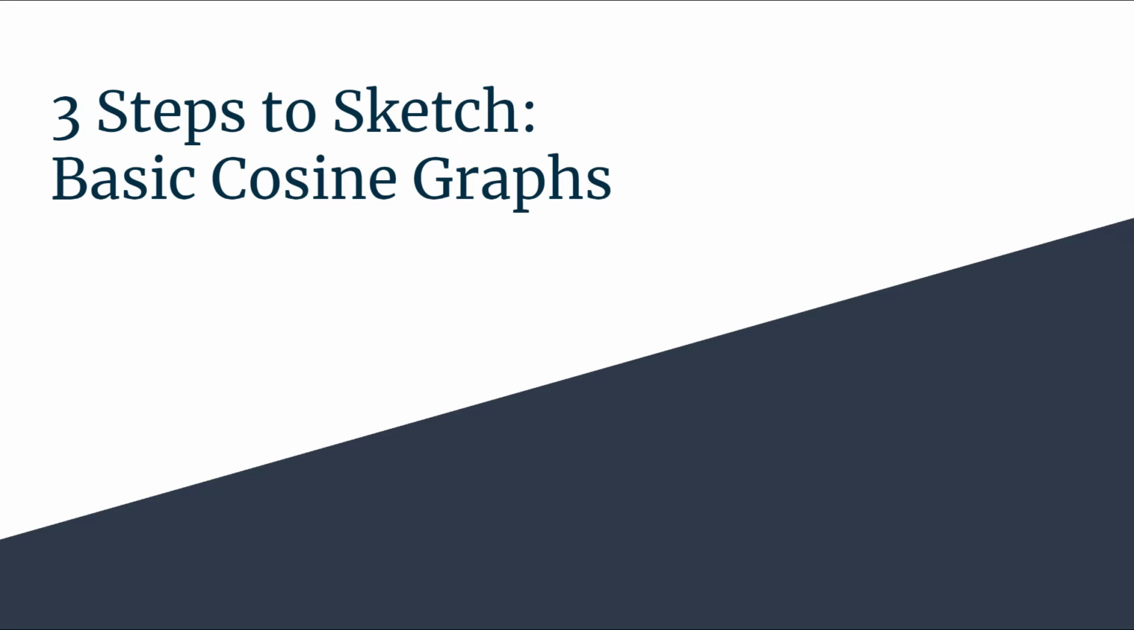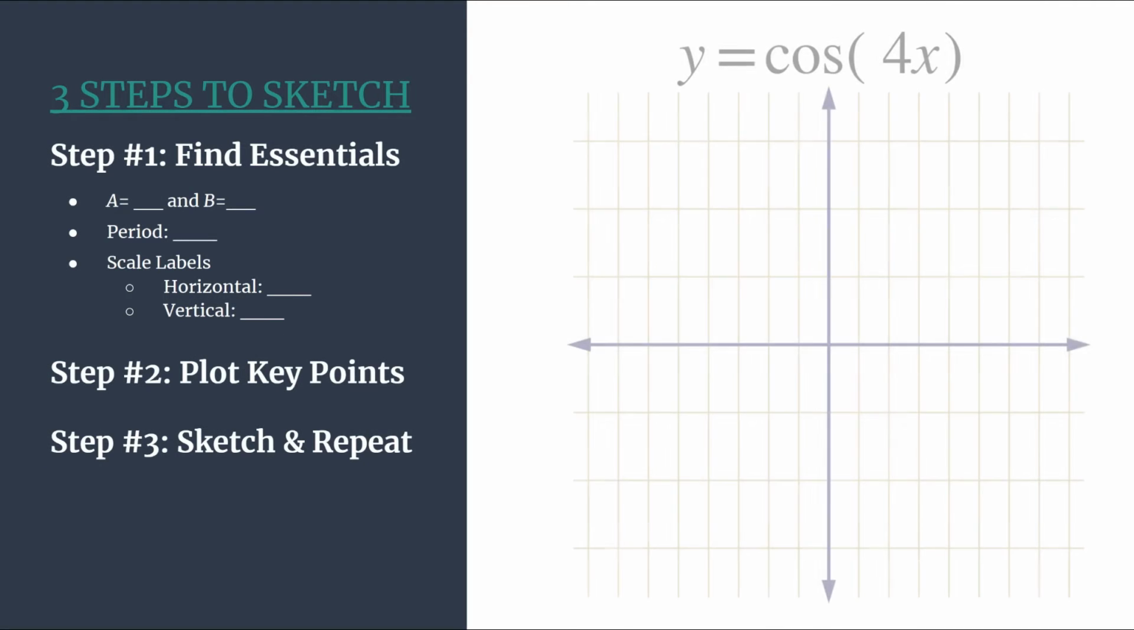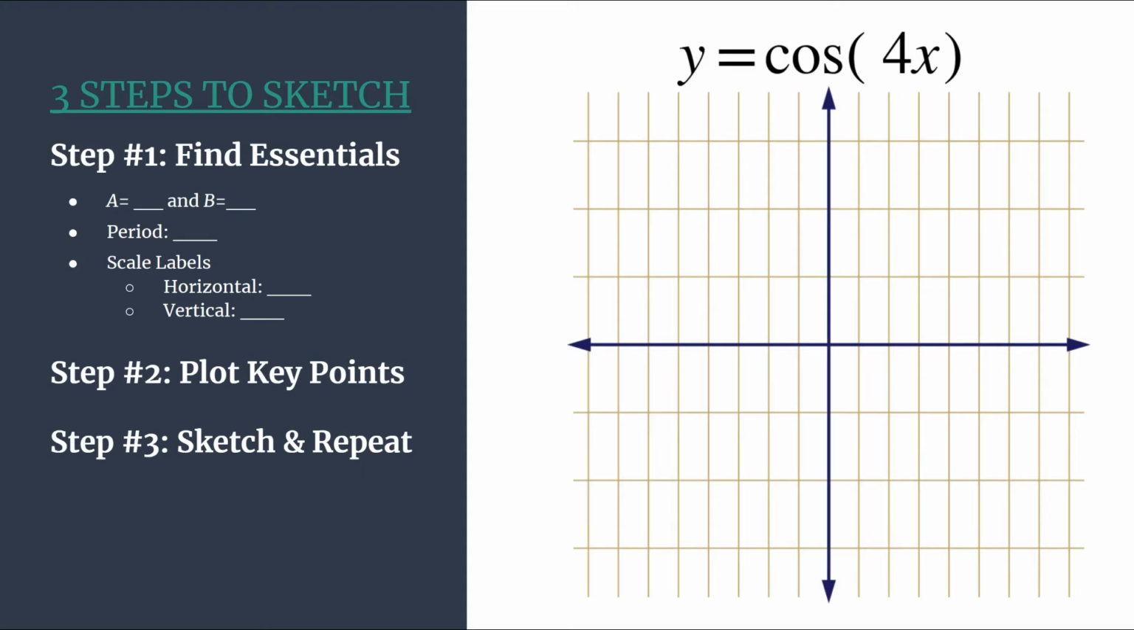In today's 3 steps to sketch, we are going to graph a basic cosine graph. y equals cosine of 4x. So we have our outline on the left and our equation and our grid on the right.